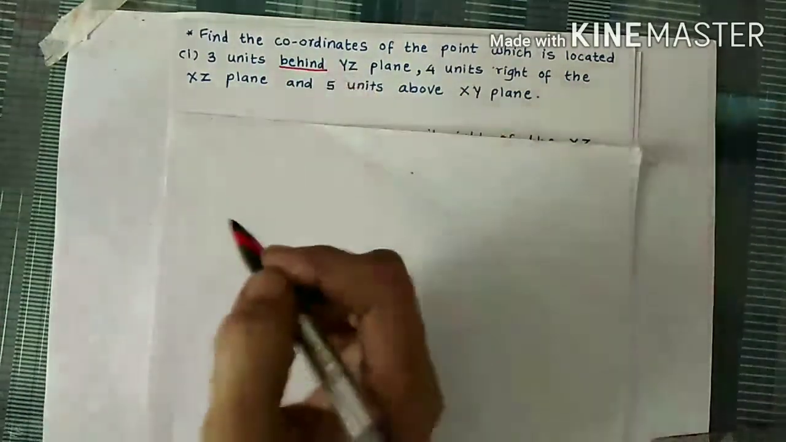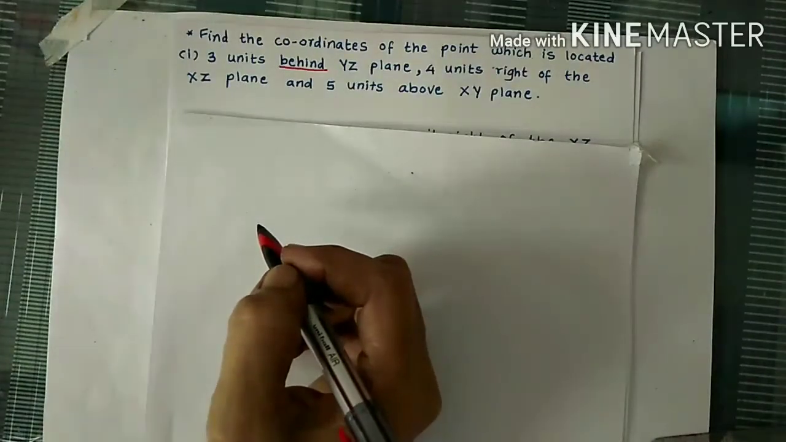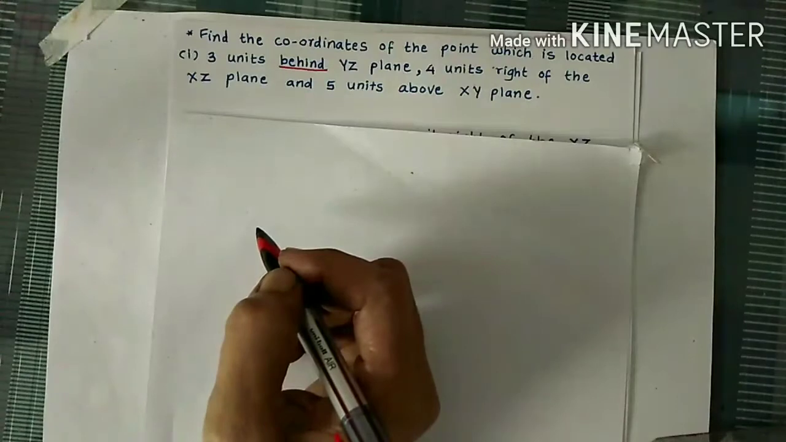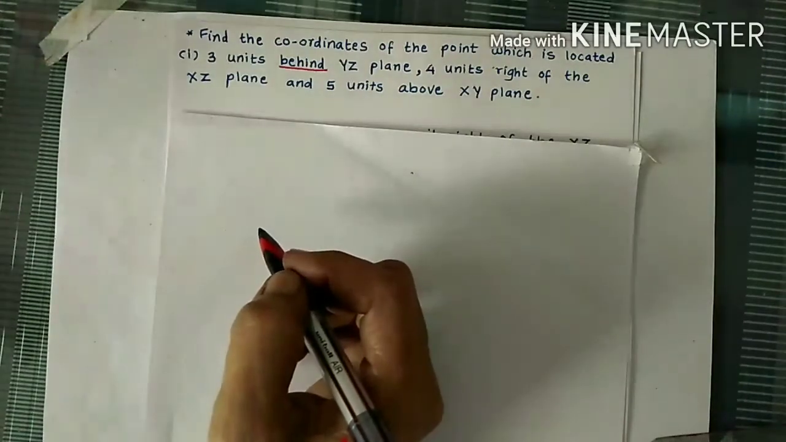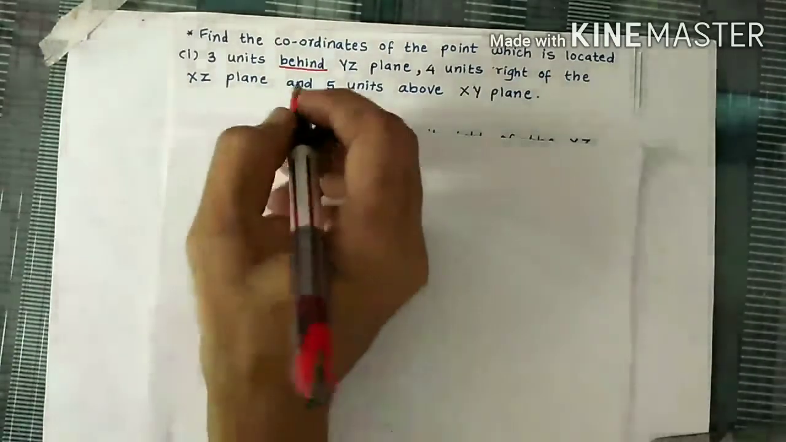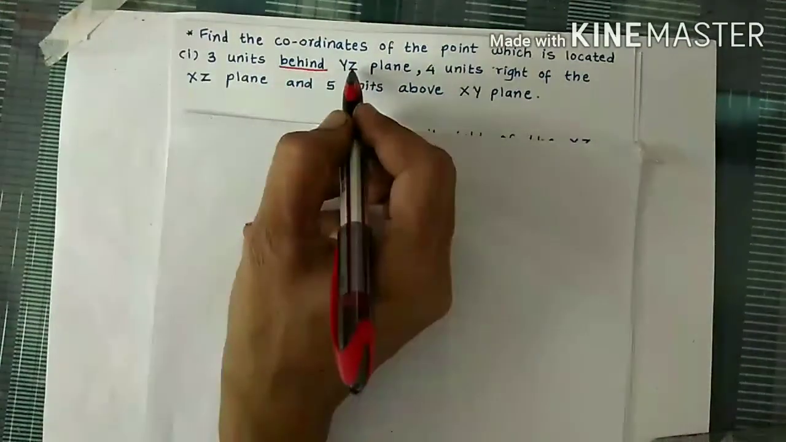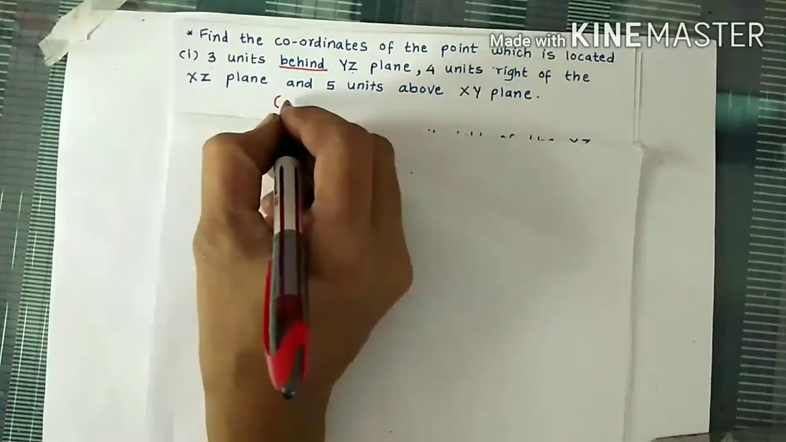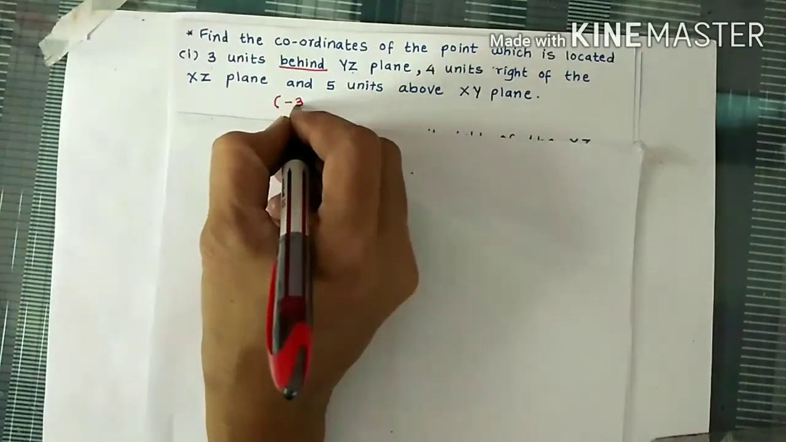So behind yz plane means the coordinate is negative. See, if it is right, then it is positive. If it is left, then it is negative. If it is above, then positive. Below means negative. So it is behind, that means it is negative. So distance of the point from yz plane is 3 units, but it is behind. So x coordinate is -3.